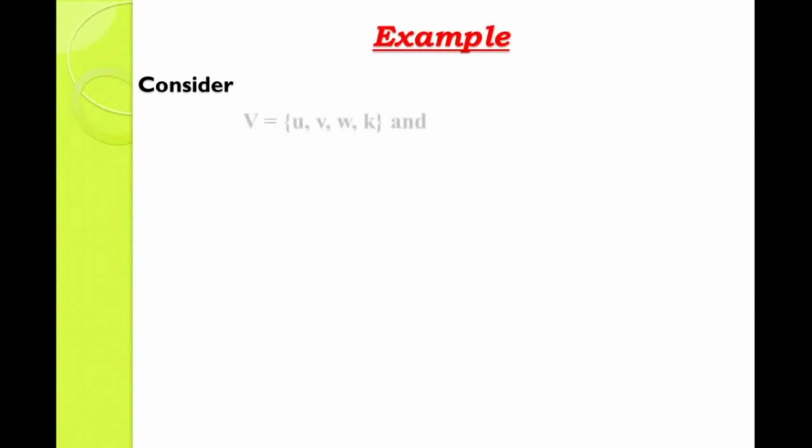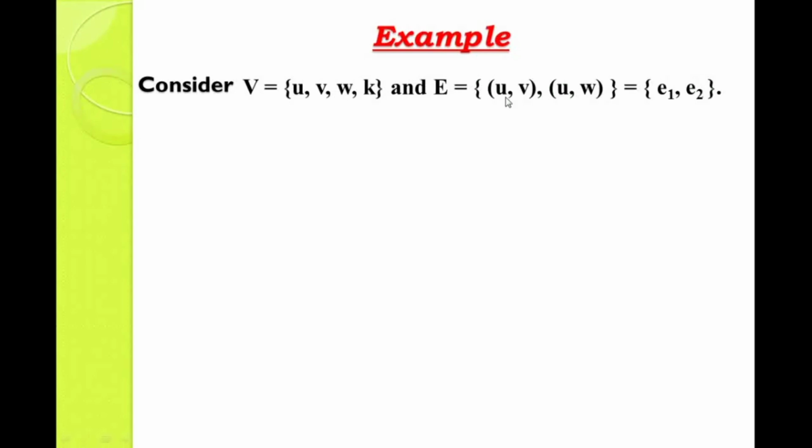Okay. Let us consider one example. Consider the vertex set capital V equal to 4 vertices which are u, v, w, k, and the edge set we consider u comma v, u comma w. So this is called edge 1, this is called edge 2. Okay, so using these two we are going to find the degree of vertex, pendant vertex, isolated vertex in this example. Okay, so we consider 4 vertices, one is u, another one is v, third one is w, fourth one is k. Okay, so how many edges are there?